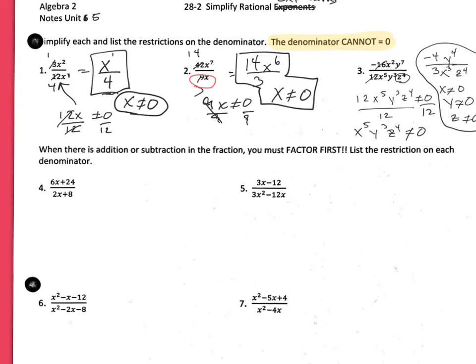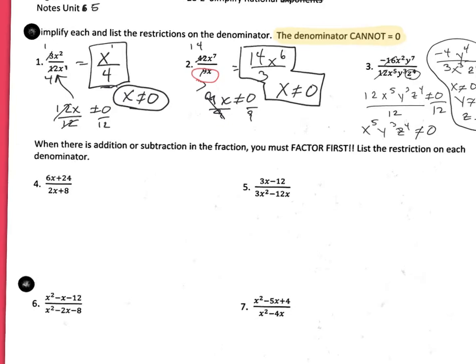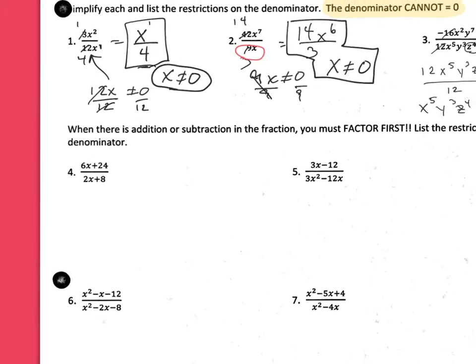Oh, I can undo it. There we go. So it's undone. All right, so we're going to factor. And then you list the restriction for the denominator. But remember, we have to go back through the entire problem. Every time the denominator changes, we could create another restriction.